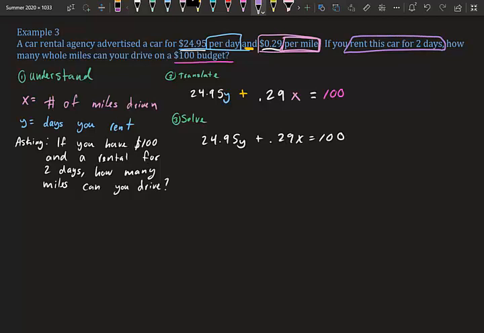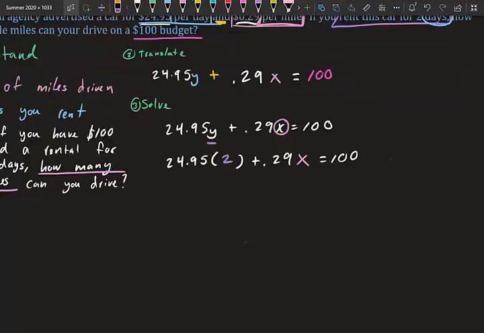So if we're given days, doesn't days represent the y? So we're actually given the y. So we have 24.95y. The y represents how many days you're renting this for. We're renting it for 2 days. And we're trying to figure out how many miles we can drive it. That's what the x represents. It represents miles. So you see how that is the variable that's left? That's what it's asking us to solve for, right? It's asking us how many miles. How many miles is how many x's. So x should be the only variable you need to solve for.